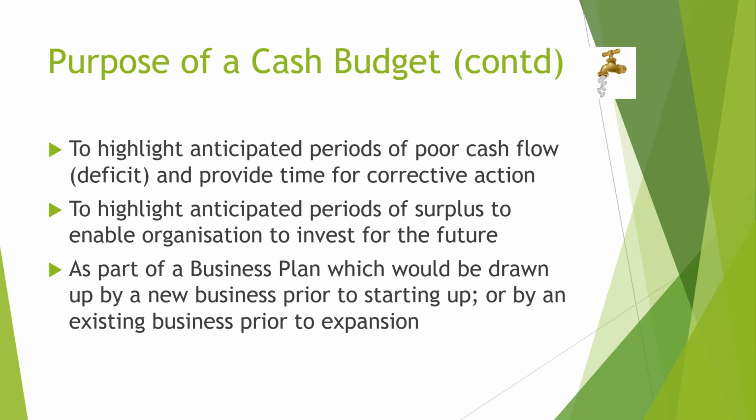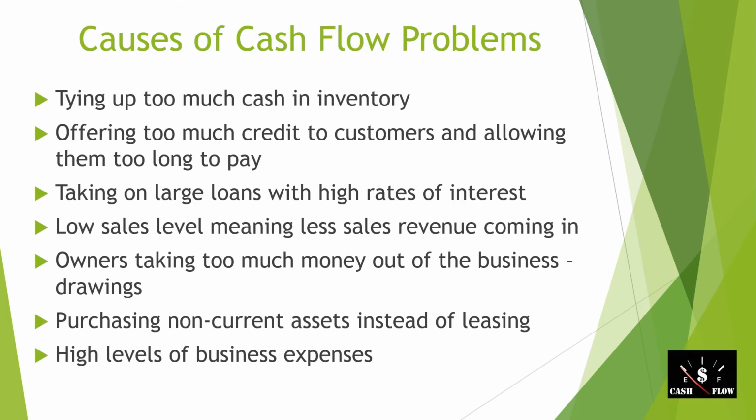It highlights anticipated periods of surplus, where you've got more money coming in than going out, or you hope to have more money coming in than going out, and that will allow the organisation to invest for the future. You can actually invest in equipment, etc. It's also used as part of a business plan, which could be drawn up by a new business prior to starting up, or by an existing business prior to expansion. Having a cash budget could allow an organisation to borrow money from the bank.